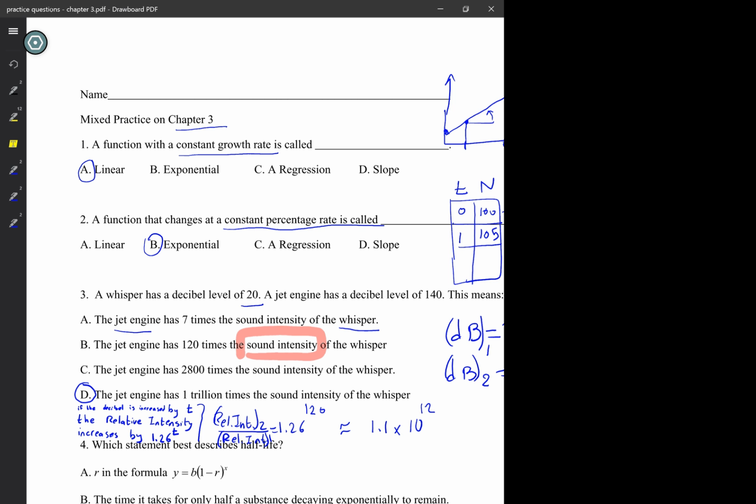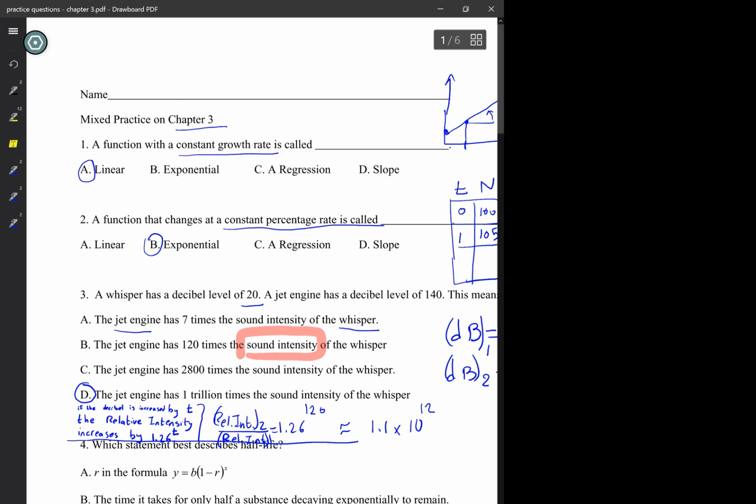Okay, going to number 4: which statement best describes half-life? So R in the formula, B times (1 minus R) to the power X, R is always, as we said, the percentage. The time it takes for half of a substance decaying exponentially to remain, which is correct. The number computed using the rule of 72, that's nonsense. And all of the false statements, that's also nonsense.